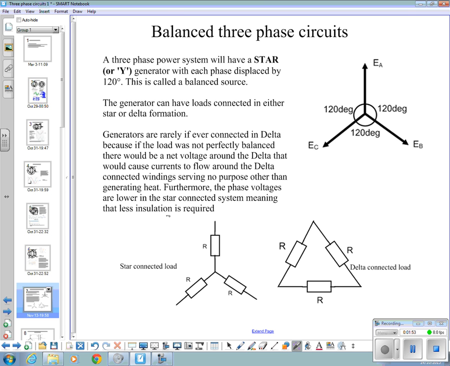Alright, and that's a star connected load. Our good American friends call it Y connected. They turn that up the other way so it looks like a Y. But my experience in this country is we call it star. And delta because that looks like the Greek capital letter delta, I believe. Okay, a triangle.